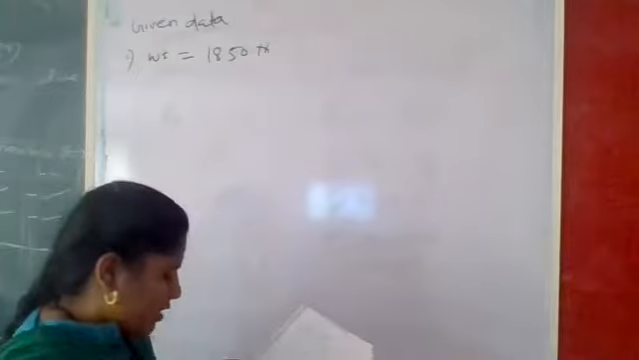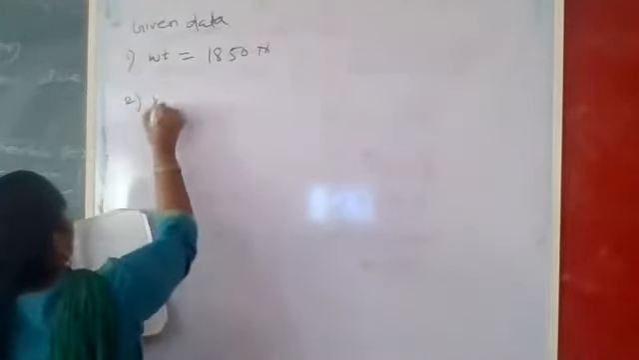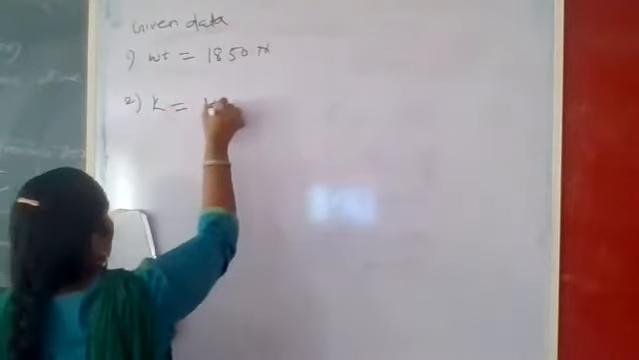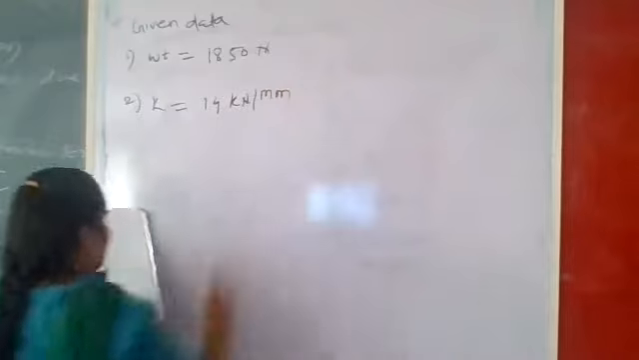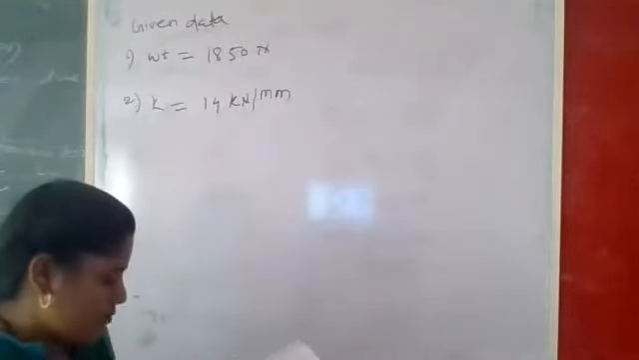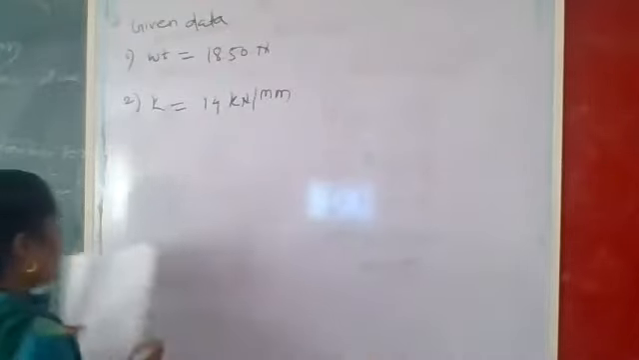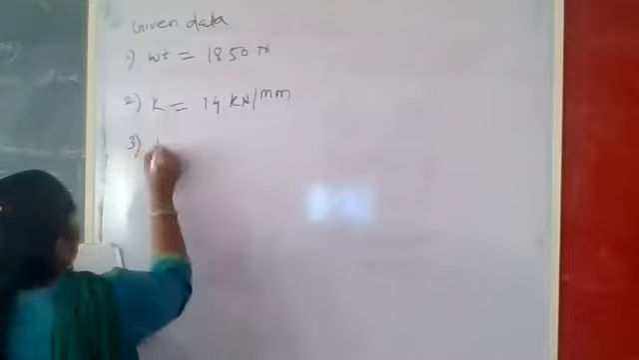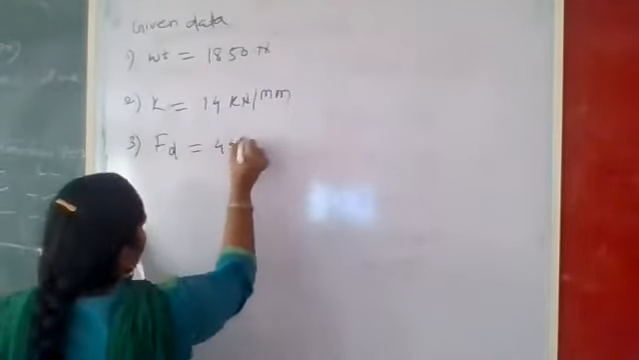Second thing is the spring stiffness, that is K. That is the second quantity they have given: 14 kilonewton per mm. That is the spring constant K they have given. By testing the system, it was found that a force of 445 Newton. Third one is, by testing the system, the force is 445 Newton.